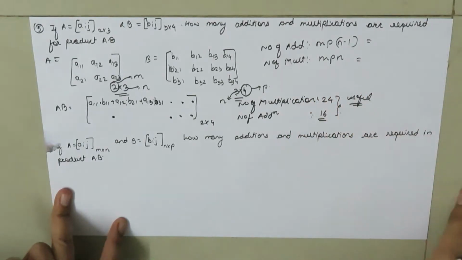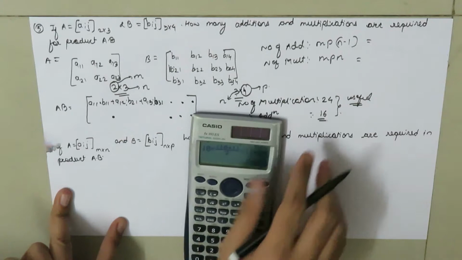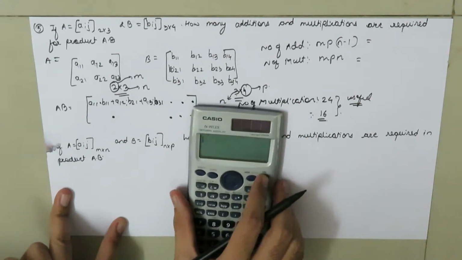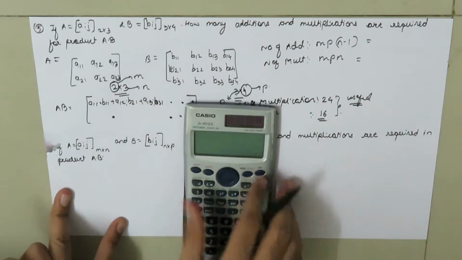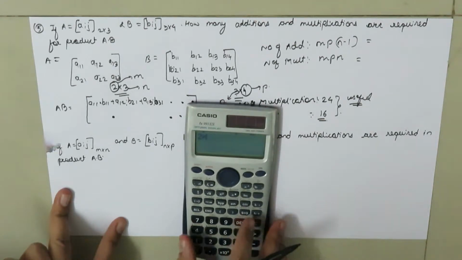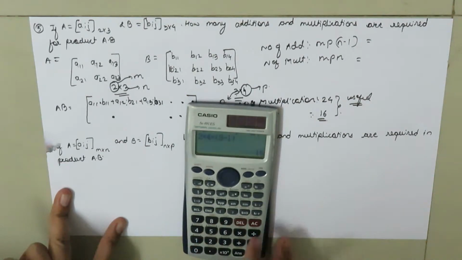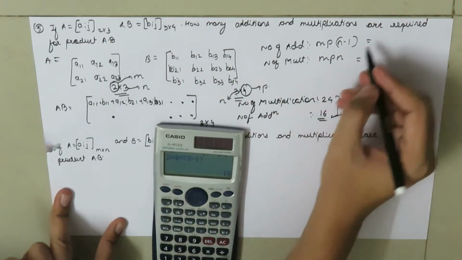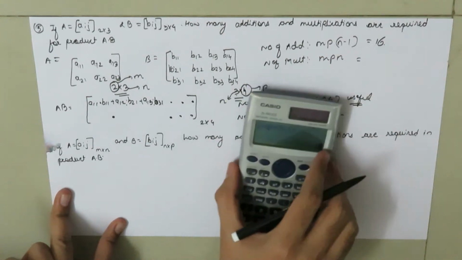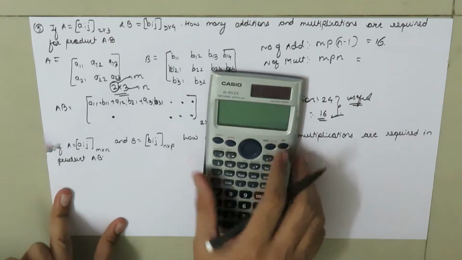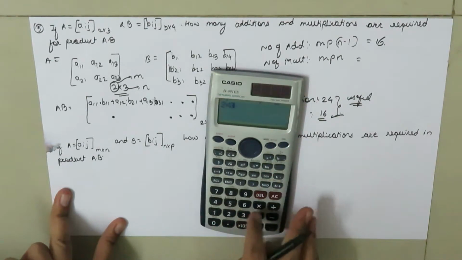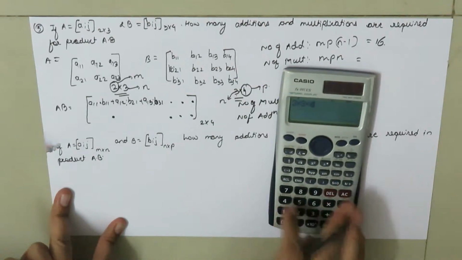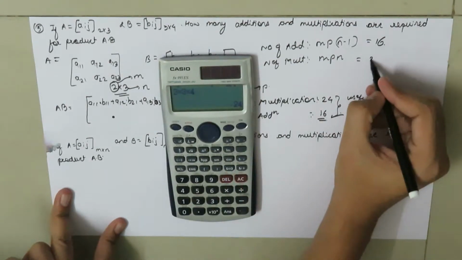Let's check in this example whether it matches with the final answer. So m here is 2, p is 4, and n is 3 minus 1. So the number of additions is 16. Okay, 16 is the right answer. And the number of multiplications is m multiplied by n multiplied by p, which is 24.